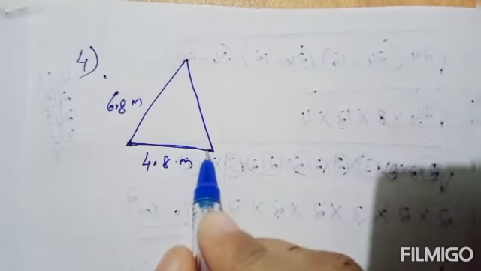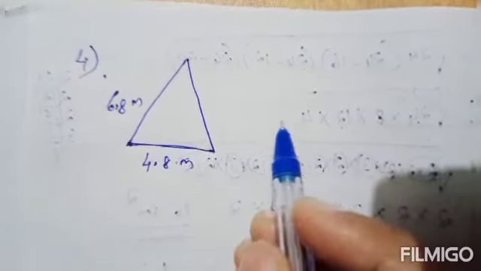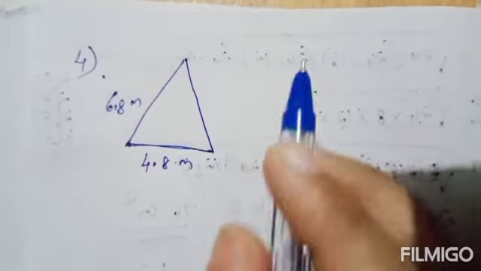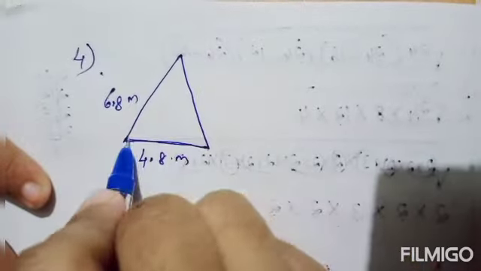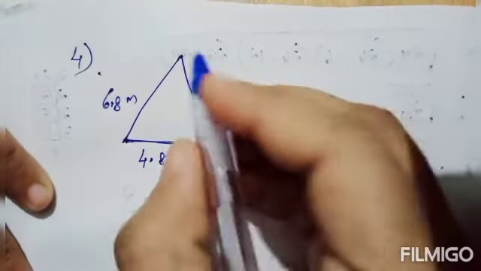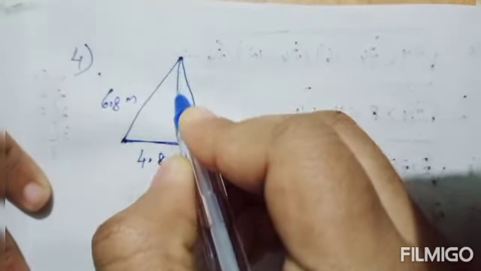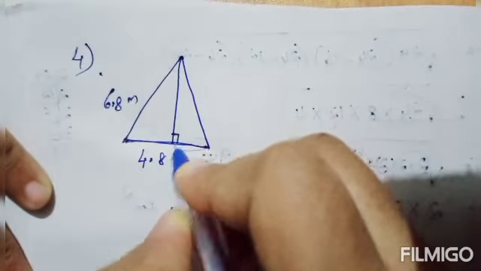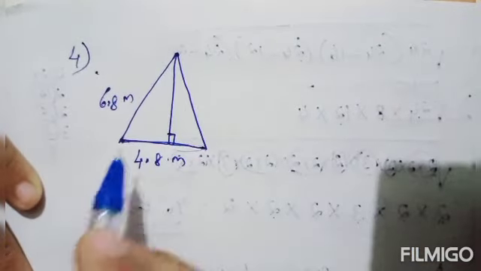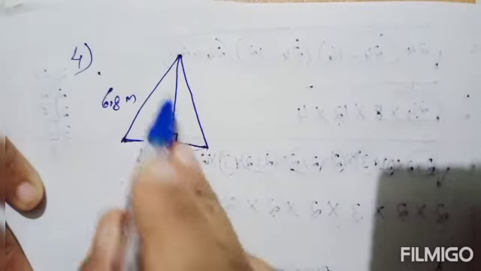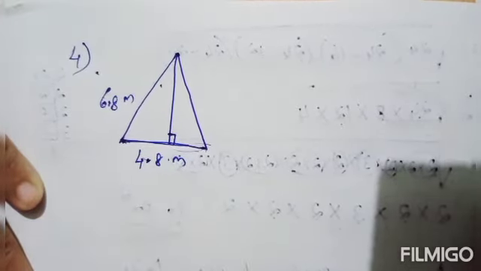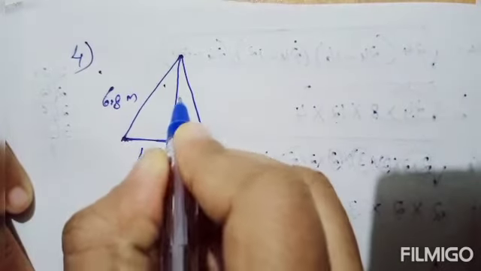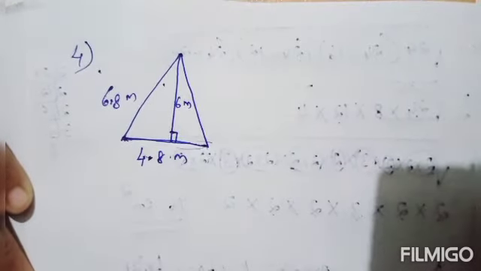So a triangle is given and its two sides are given: 6.4 meter and 4.8 meter. Let us take this side as 6.4 meter and this side as 4.8 meter. Now the height of the triangle corresponding to the 4.8 meter side is 6 meter. How can we draw the corresponding height to the side 4.8 meter? From the opposite vertex you can draw a perpendicular to the 4.8 meter side. This will be the corresponding height, given as 6 meter.